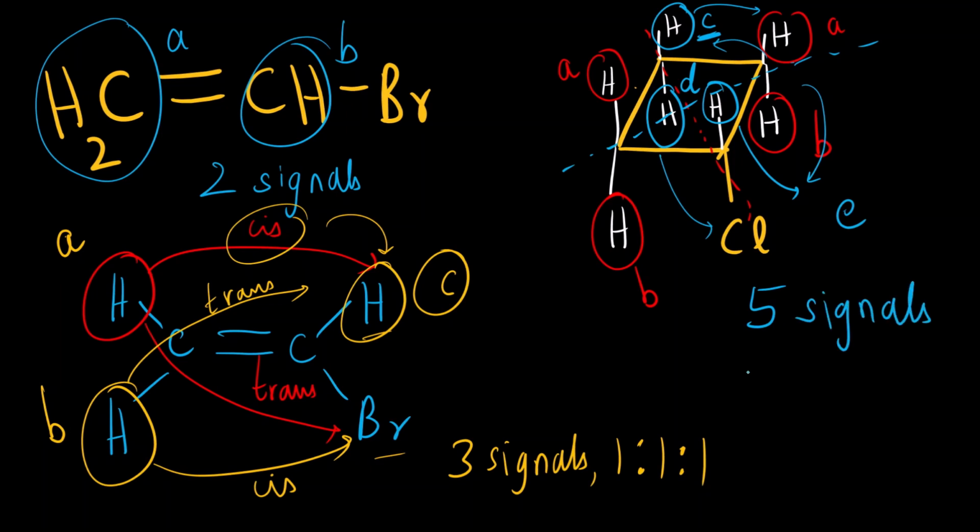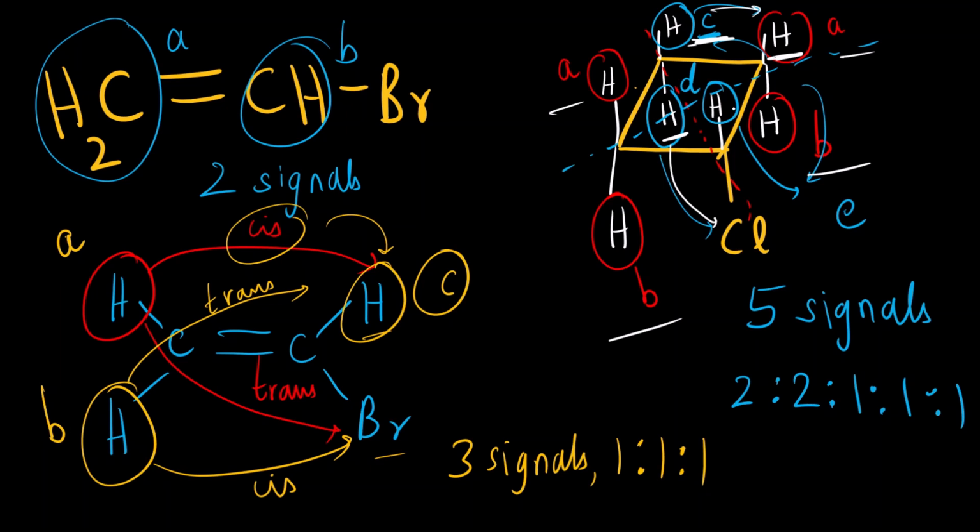What will be the ratio? 2:1:1:1. So A, these two, will give one signal, B second signal, C above the plane in a different environment because here there is hydrogen. D is cis to chlorine, C is cis to hydrogen, that is why C and D will give different signals, and E is again completely different. So in total there will be 5 signals.